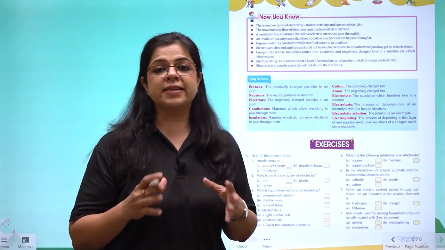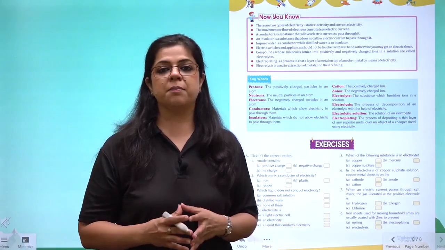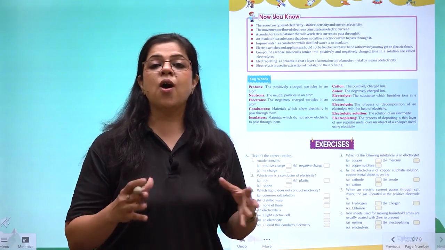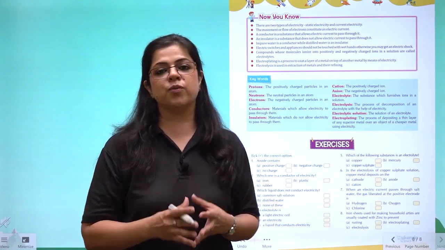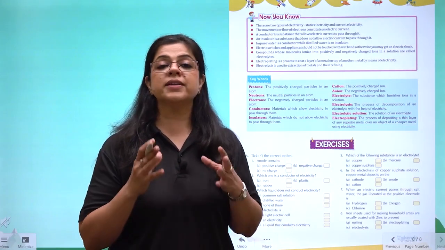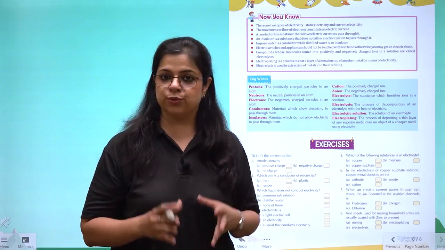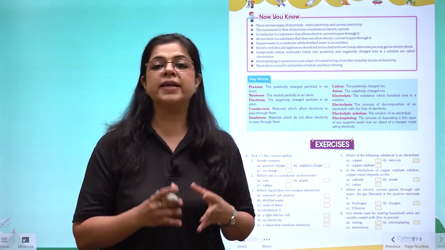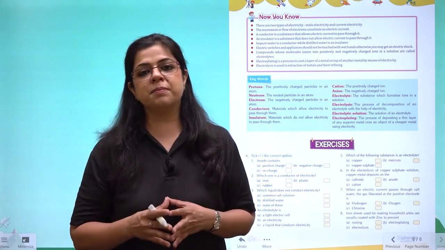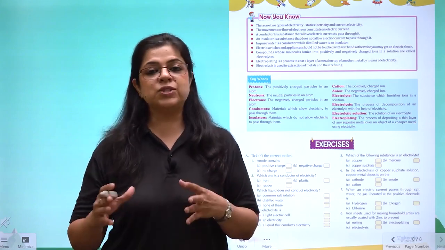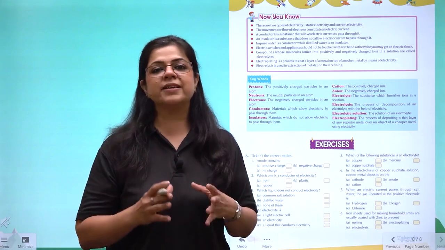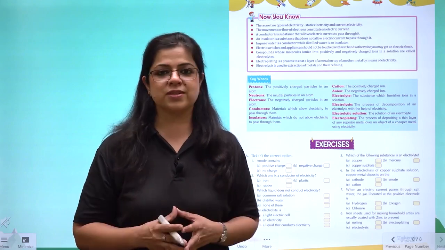So children, in this chapter you have learned about electricity, how electricity flows from one point to another. What are the requirements for electricity to flow? You have learnt about electrolysis, you have learnt about strong electrolytes, weak electrolytes, and the practical applications of electrolysis.